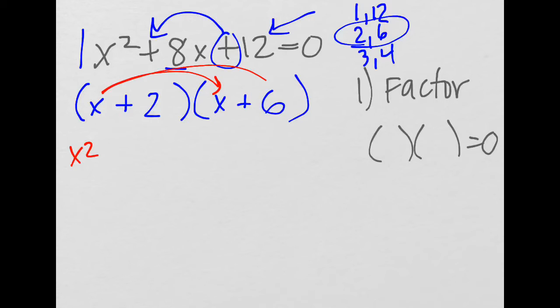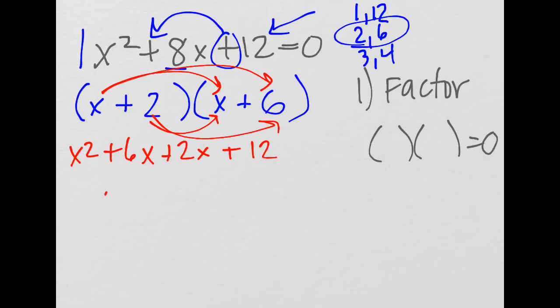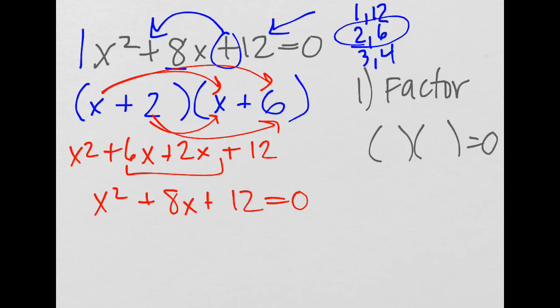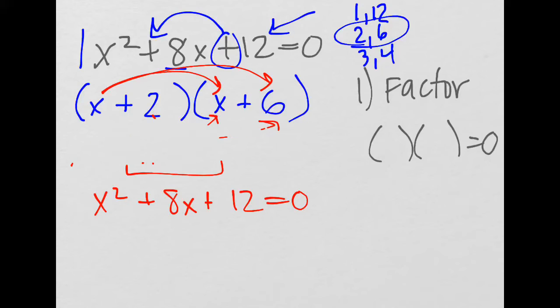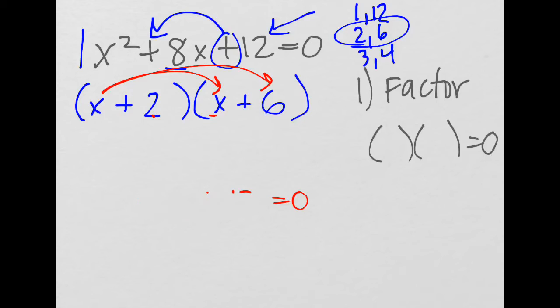x squared plus 6x plus 2x plus 12. x squared plus, and then combine these two, gives you 8x plus 12. And that is what I started with. Okay, so we're going to have that set equal to 0 still. But really, we just need to get this factor. That was all just to check to make sure we have the right factors. You do not have to do that every single time. But if you are uncertain if you actually factored something properly, you can always check it that way.